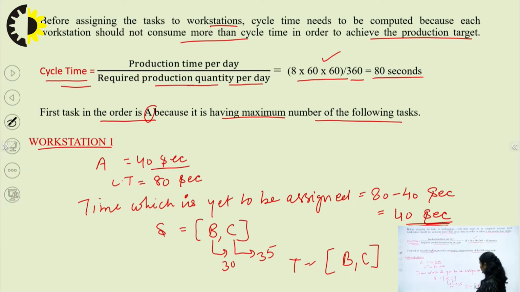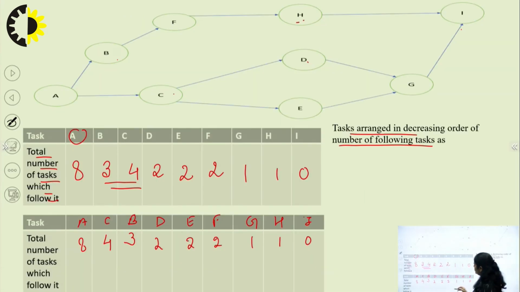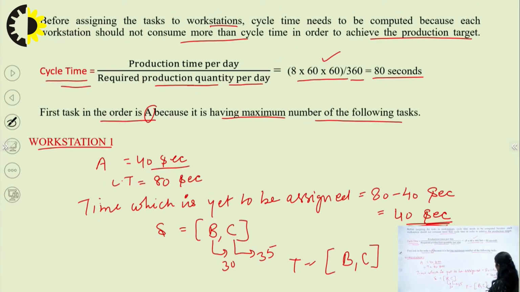Now we will select one of the tasks which we can assign to workstation 1, and this selection will be based on the largest number of following tasks rule. So we will see from this table. The largest number of following tasks is for C. So we will select task C for workstation 1.